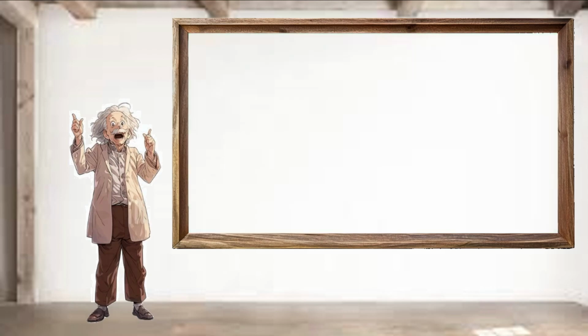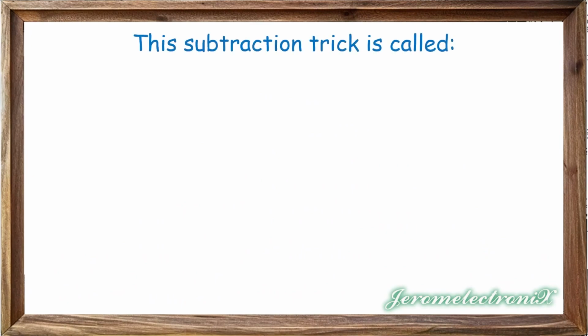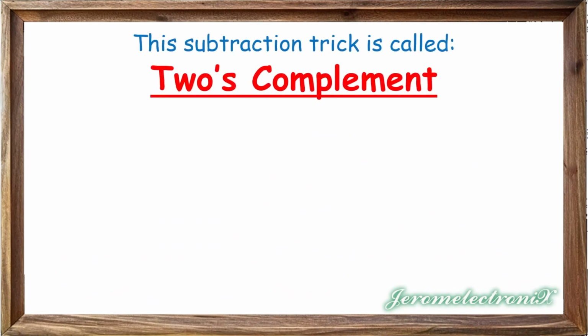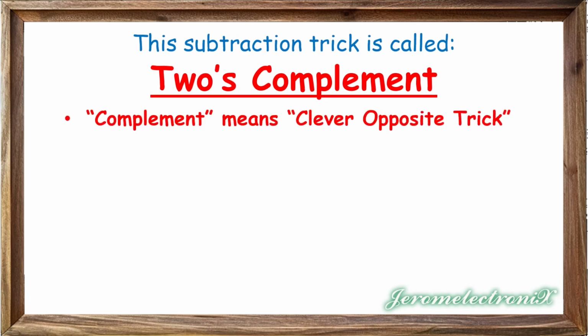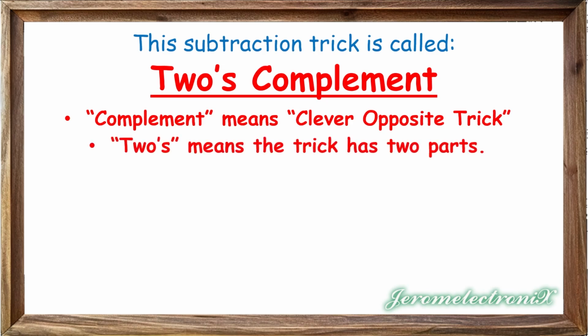Okay, so that's what we're going to focus on right now, how that is actually done. This subtraction trick is called 2's complement. And let's define the phrase 2's complement. Complement means clever opposite trick. 2's means that the trick has 2 parts to it.